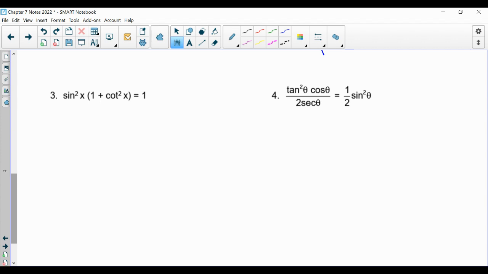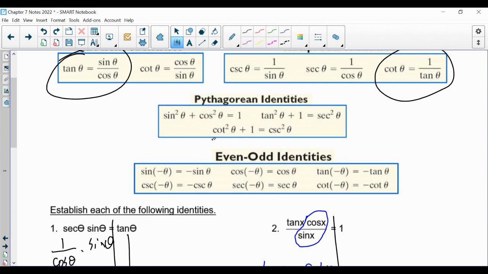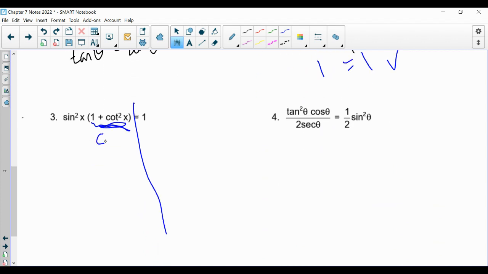All right, so then if we go to number 3, we have sine squared x times 1 plus cotangent squared x equals 1. So you look at this, and the shorter way is if you recognize this, and the nice thing is we do have these right up here. If you don't remember, 1 plus cotangent squared is equal to cosecant squared. So this is cosecant squared x times sine squared x. And then you're like, oh yeah, cosecant is 1 over sine.